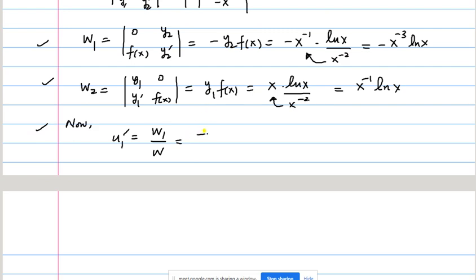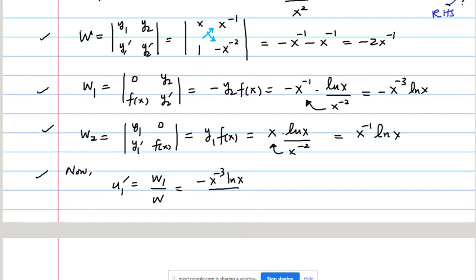So u1 prime is w1, minus x minus 3 log of x, divided by w. W is minus 2x minus 1. This is your w. Okay. So minus 2x minus 1. So now if you bring it up, it will become 1 by 2 x to the power minus 2 log of x. Right? If I bring x minus 1 it will become plus 1. So it will become x minus 2 log of x. Now w2.